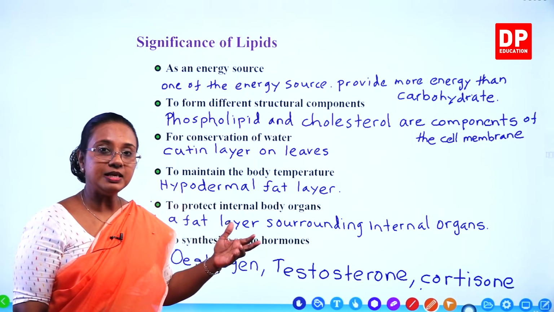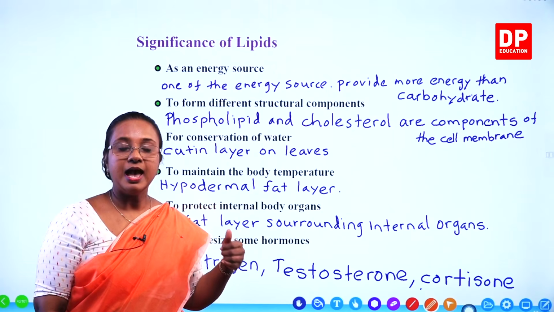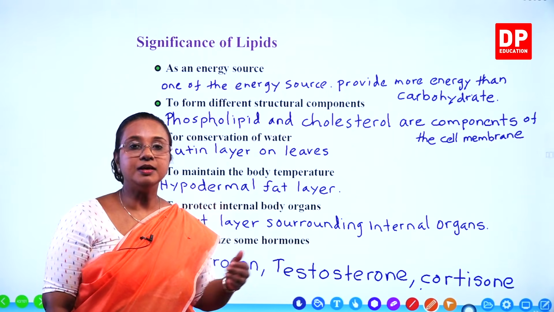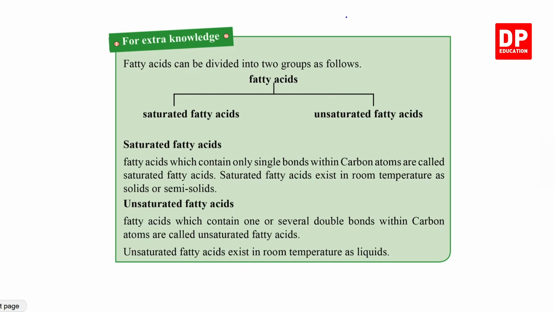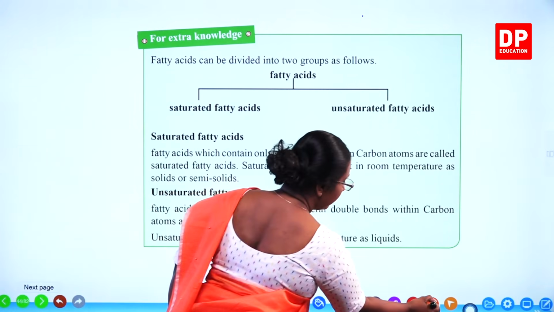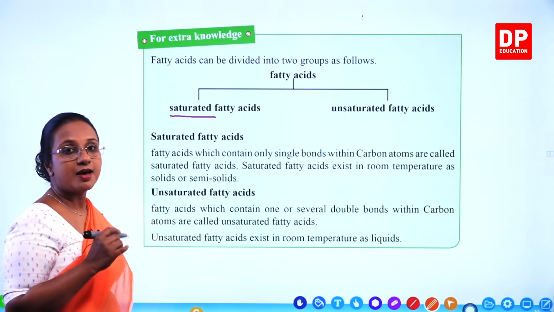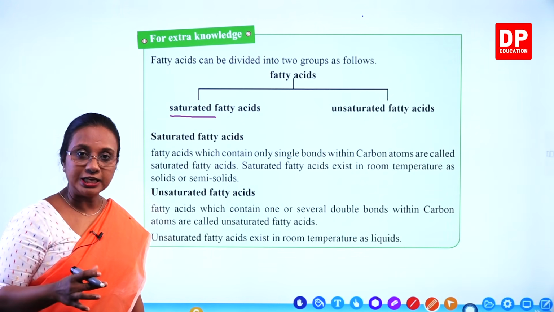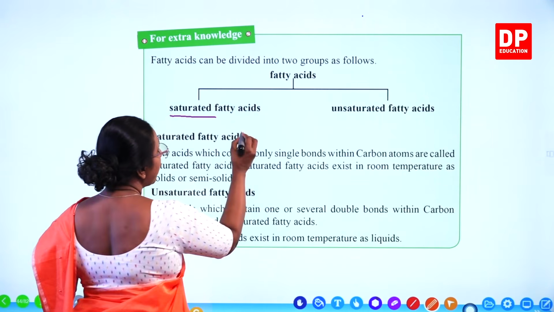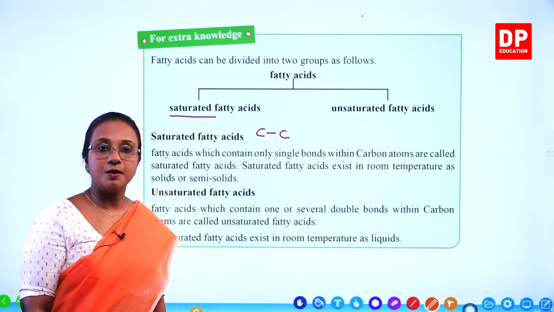Now we will see what are the types of fatty acids present and how they make up the lipid. So as you can see here, fatty acids can be divided into two groups. One is called saturated fatty acid. Saturated fatty acid. When there is a fatty acid or a molecule in which there are only single bonds between two carbon atoms.